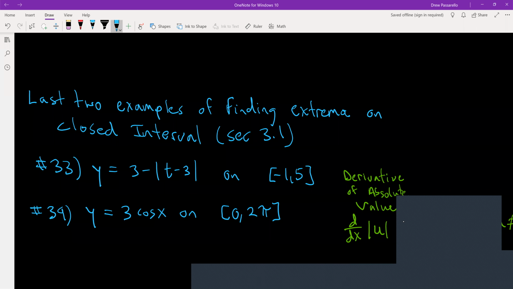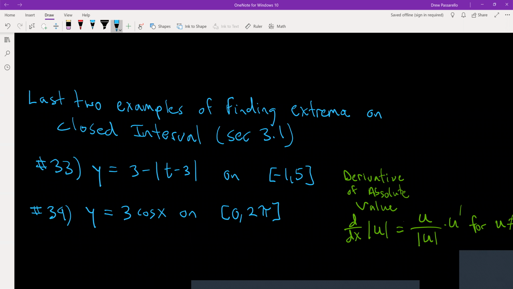All right, so these are the last two examples that I didn't do in the previous video, just continuing straight from where I left off, finding extrema on a closed interval.